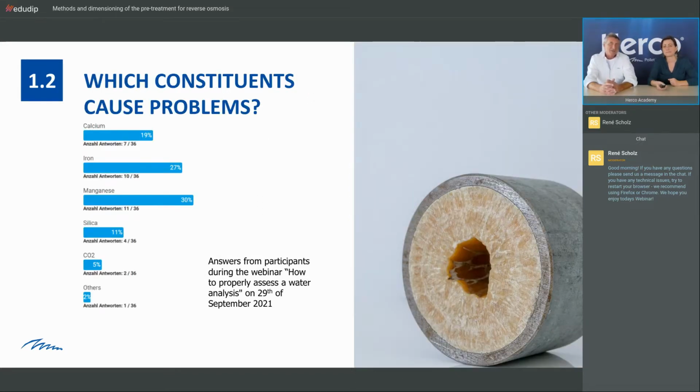Okay, which constituents cause problems? I think this is an answer from participants during our last webinars. And I think it's the spectrum of the typical culprits. So calcium, iron, manganese is an often encountered problem. Silica is also sometimes a problem in these EDI systems and also ROs. And it's one of the hardest problems we have to deal with. CO2, exactly, is also, and the others, yes. Okay, so we'll go for the most important ones.